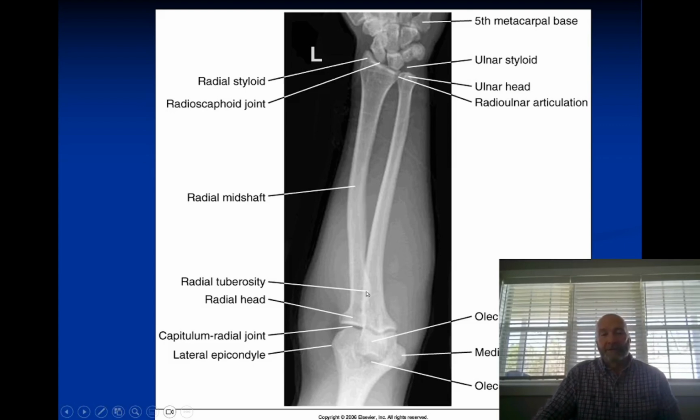So internal rotation, that increases. What we get is more superimposition all the way down. If the hand itself is pronated, then what we're going to have is complete crossing of the radius over the ulna.